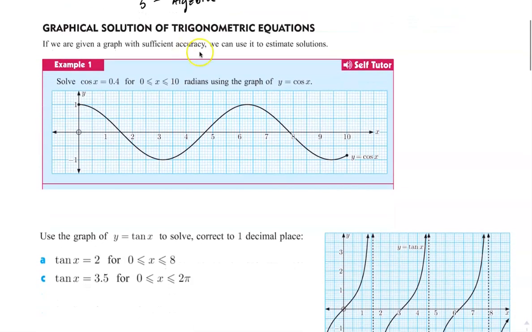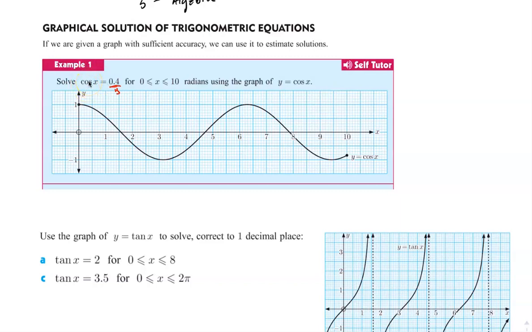So graphical solutions of a trigonometric equation. If we are given a graph with sufficient accuracy, we can use it to estimate solutions. So here's our example. Solve cosine of x is equal to 0.4 for x between 0 and 10 radians using the graph of y equals cosine x. So here's a graph of y equals cosine x. It wants to solve where cosine x equals 0.4. So the general key with this is 0.4 is our y value.